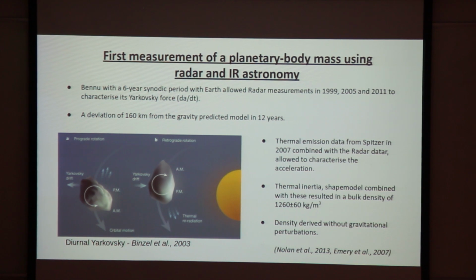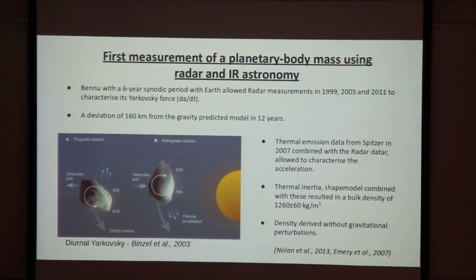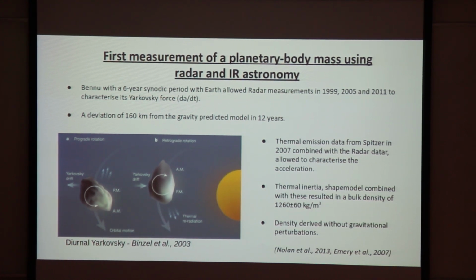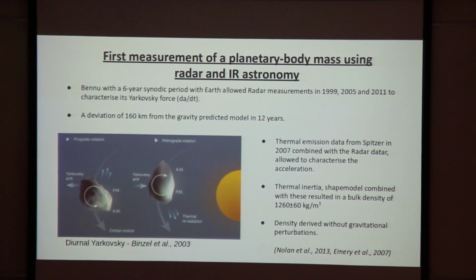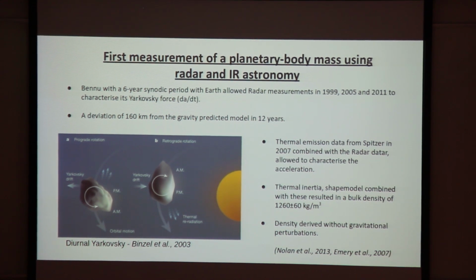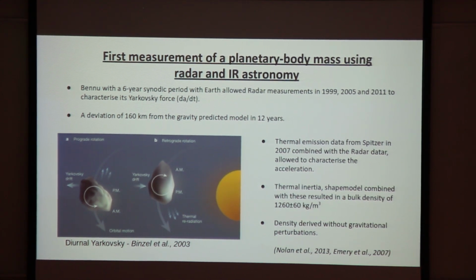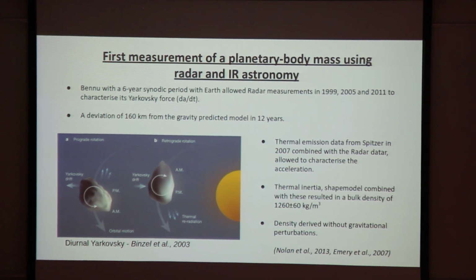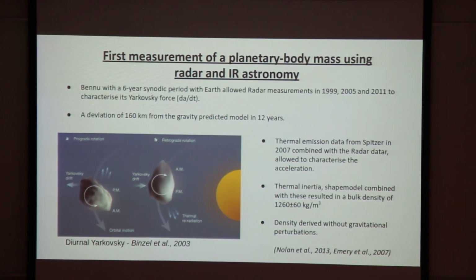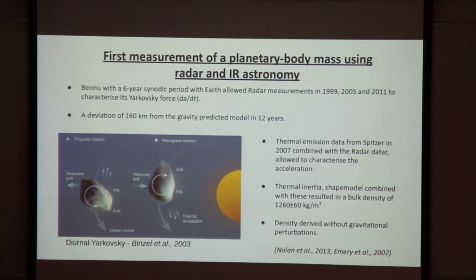And then there's thermal emission data from the Spitzer telescope in 2007, which allowed us to characterize the acceleration, and using the force model of all these orbit perturbations, you are able to get a mass estimate, and then the density using the shape model you have, and already with the radar data. So this is one of the first attempts, and we got a value of about 1,260 kilograms per cubic meter, and this was one of the results waiting to be validated at the arrival of the spacecraft.